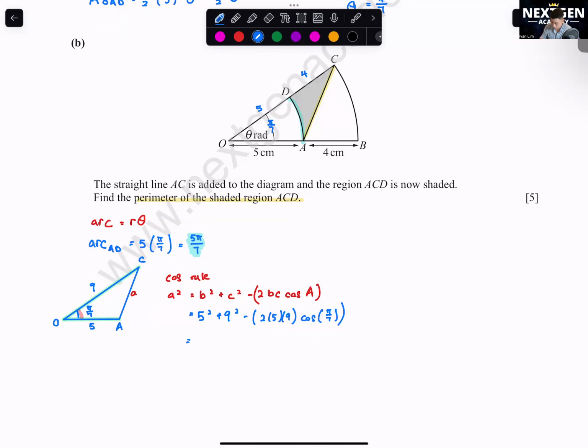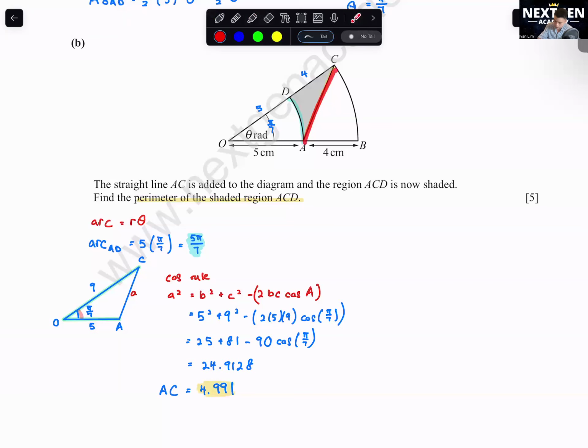Okay, which we will get 25 plus 81 minus 90 cos pi over 7. Just type the whole thing in the calculator. You get 24.9128, and you square root it. This is your AC. You square root it, you get 4.991. Okay, so we got this part here, which is this AC.